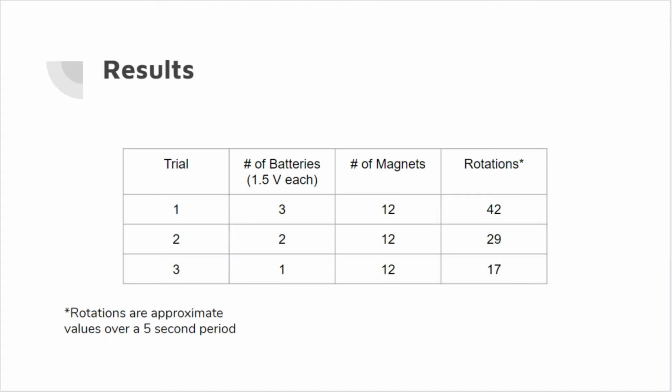For our results on the table and from the experimental design, 1 battery was subtracted from the copper wire apparatus for each trial. In each trial, the voltage of the batteries was 1.5 volts, and the number of magnets used stayed consistent at 12. To count the rotations, we counted each time the copper wire made a full turn, and we found the number of rotations decreased when a battery was subtracted. For the first trial, there were 42 rotations, 29 for trial 2, and 17 for trial 3.